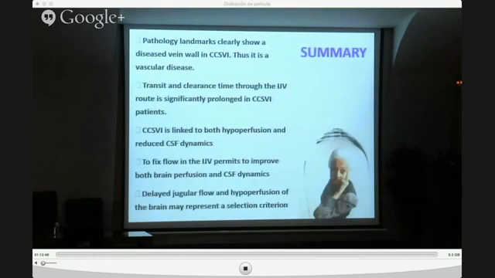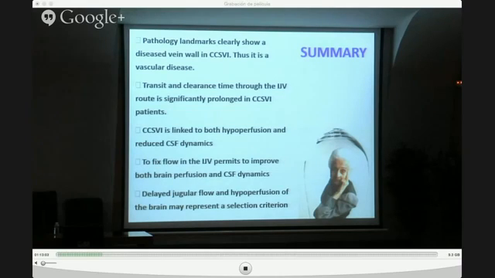This is a summary. Pathology landmarks clearly show a diseased vein wall in CSSVI. Thus, it is a vascular disease. Transit and clearance time through the IJV route is significantly prolonged in CSSVI patients. CSSVI is linked, from a pathophysiology point of view, to both hypoperfusion and reduced CSF dynamics. Fixing flow in the IJV may improve both brain perfusion and CSF dynamics. The higher jugular flow and hypoperfusion of the brain may represent a selection criterion.